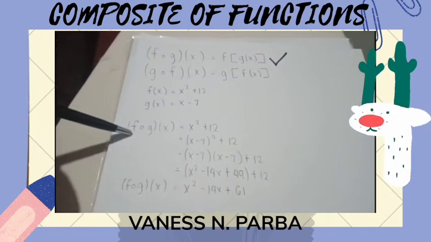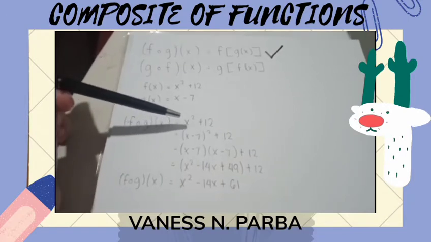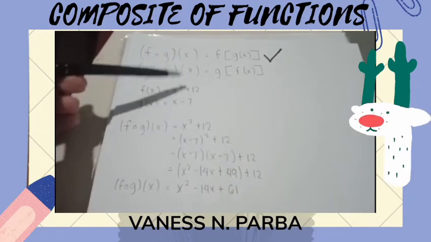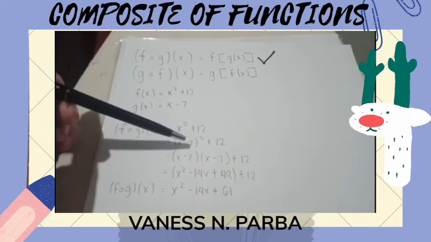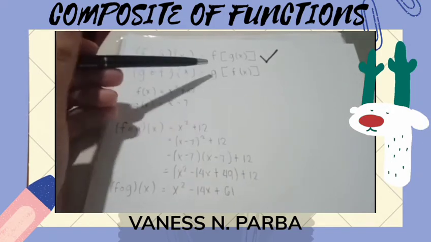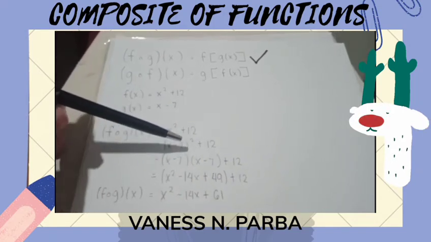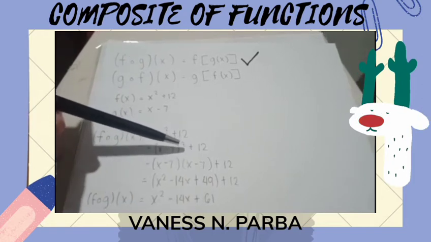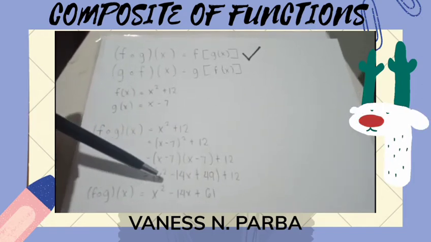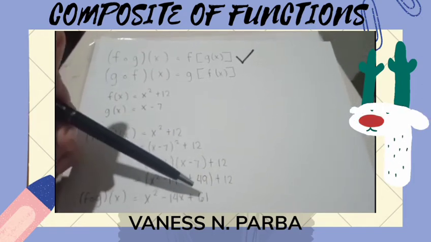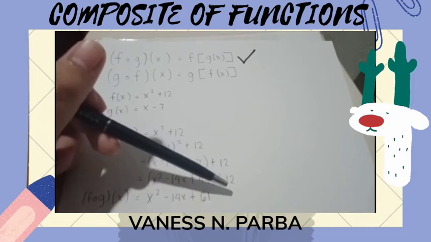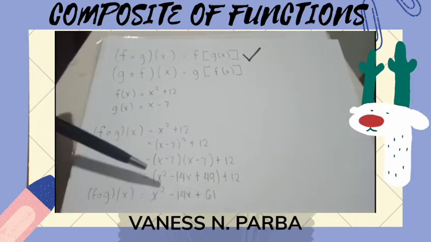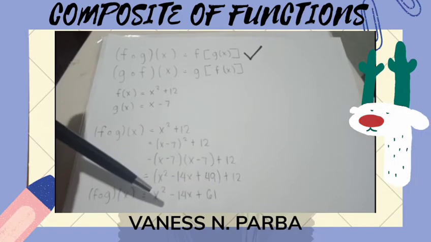So f circle g of x is equals to x squared plus 12. Since we're gonna use g of x as the value of x, we need to replace x with g of x. x minus 7 squared plus 12. Then you need to perform the square, which would be x squared minus 14x plus 49, then plus 12. So the next step, or the last step, is you need to combine like terms.